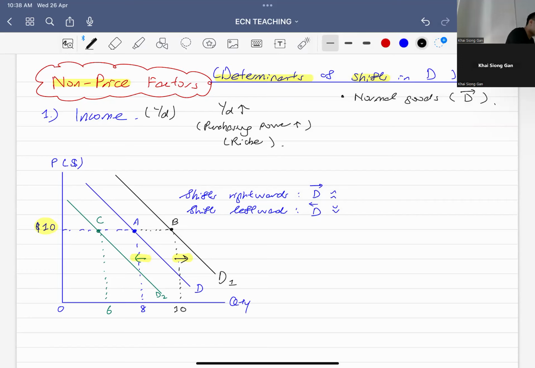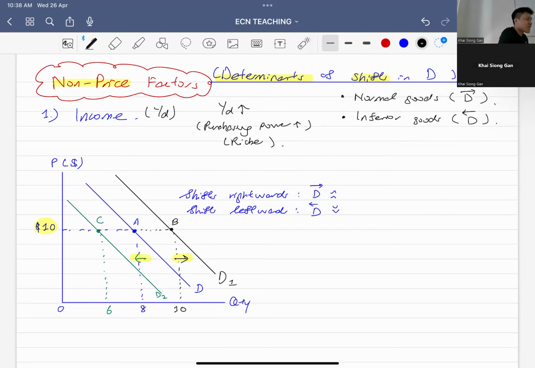Okay, now what about inferior goods? What is inferior goods? Inferior goods means lousy products, cheap products like cup noodles, those unhealthy foods. So today when you get richer already, do you still want to buy a lot of inferior goods? No, right? So the demand for inferior goods will shift leftwards.